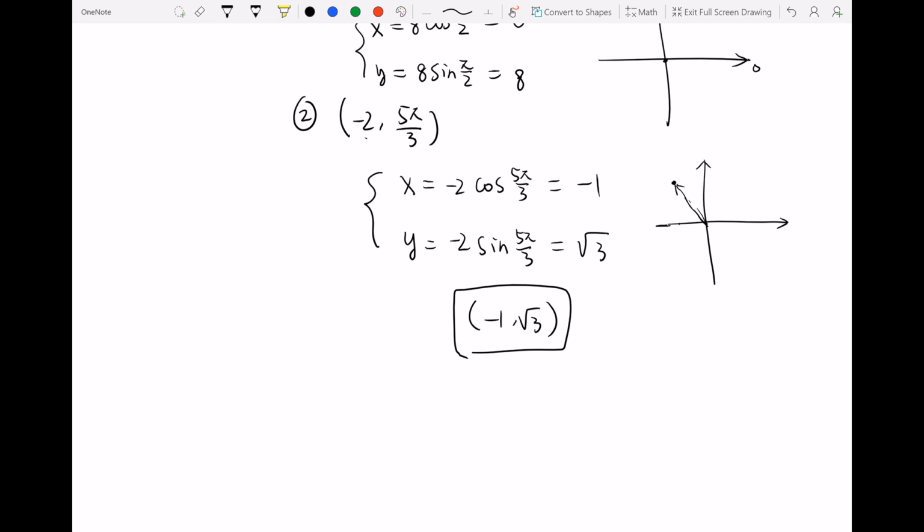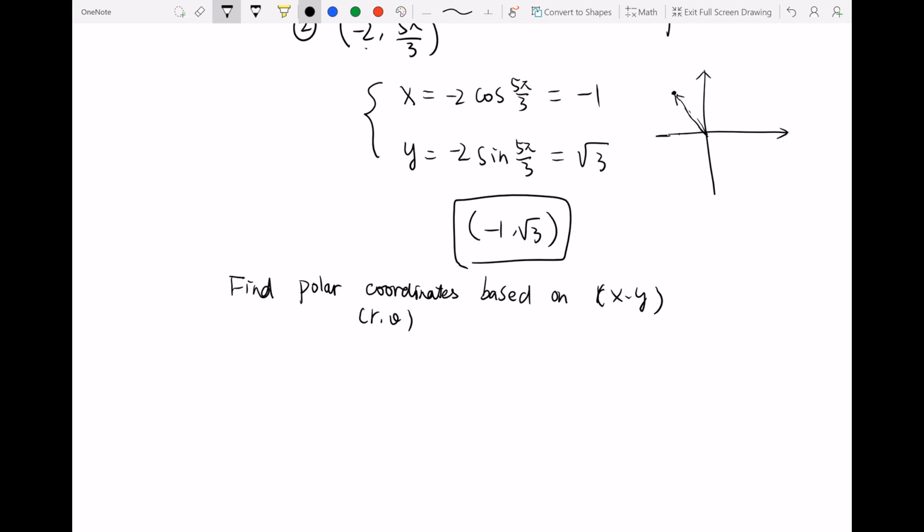Okay, so next one, find the polar coordinates based on rectangle coordinates, based on x and y. Find r, theta based on x and y, so backwards. So number 3, I give you the x, y, which is 2 and 2. And I want you to find out what is r and theta.